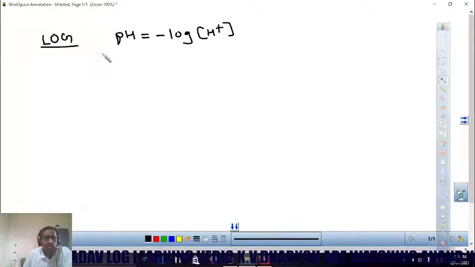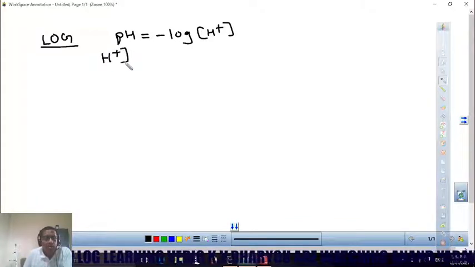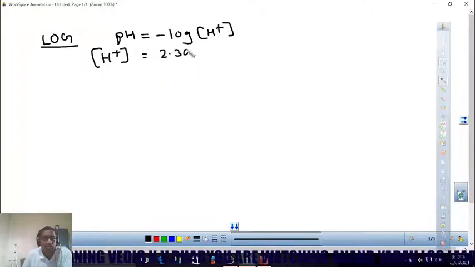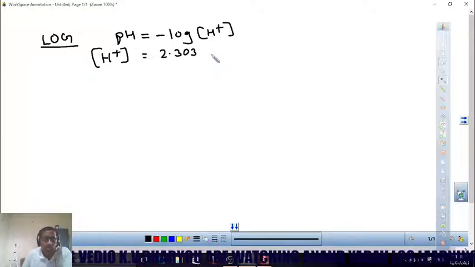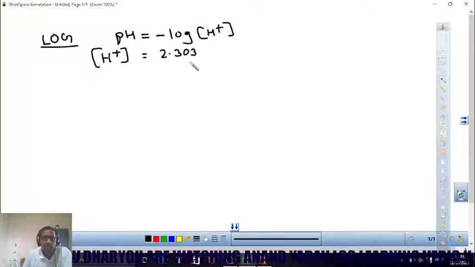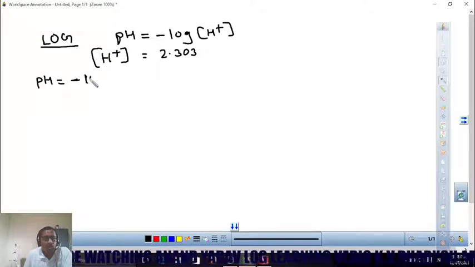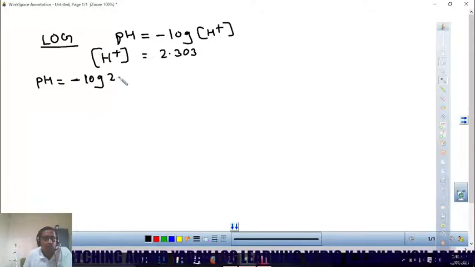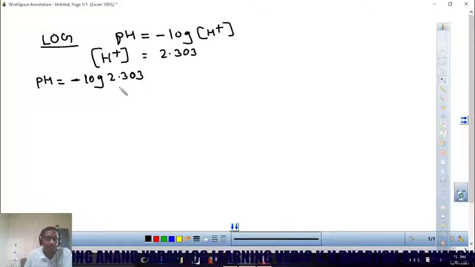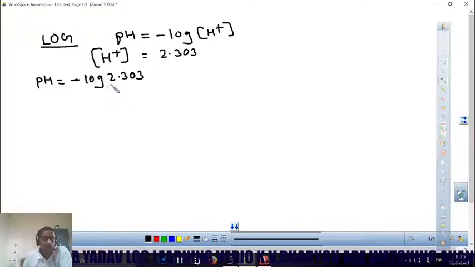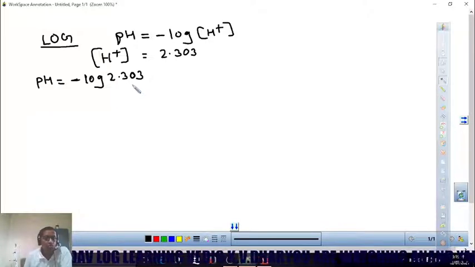Suppose you are given the hydrogen ion molar concentration is equal to 2.303 and you are asked to calculate the pH. Then you will put this value 2.303 in place of hydrogen ion concentration. So you will write it like this, that pH is equal to negative logarithm of 2.303. Now the question is how you will solve this, how you will find out the value of log 2.303.